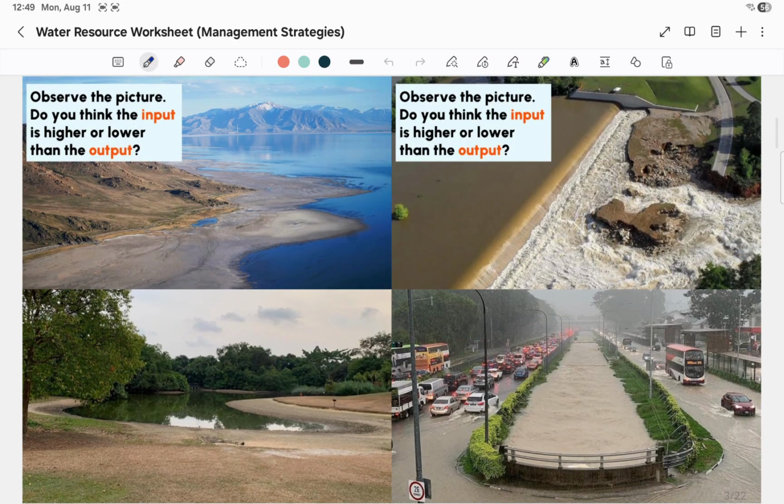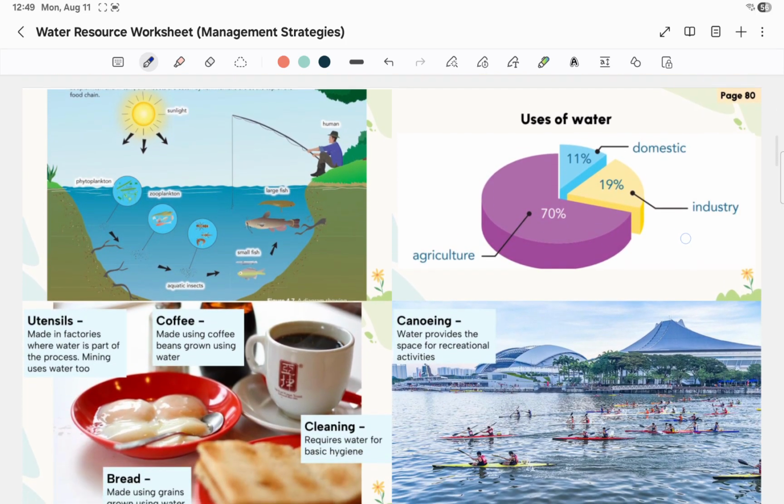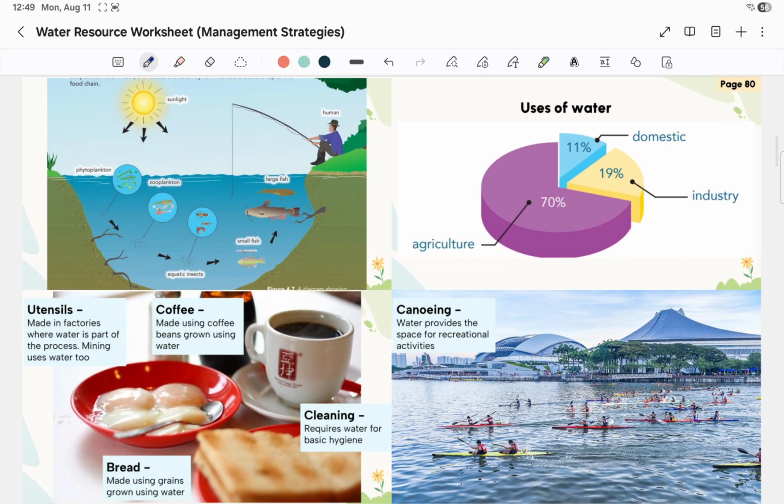Okay, we also learned that when the water budget is not balanced, when we have more input than output, such as the one that we see here, we have flooding. And when the output is higher than the input, we actually have droughts. So we learned about flooding, droughts, and the water budget as well. And we also learned about the ways in which the ecosystem relies on water, and the uses of water.